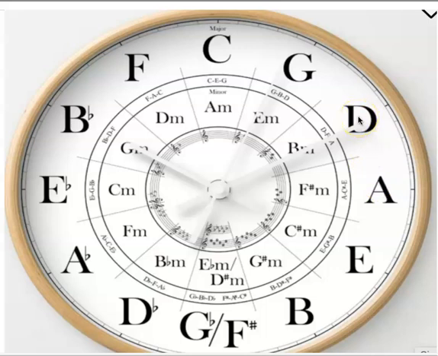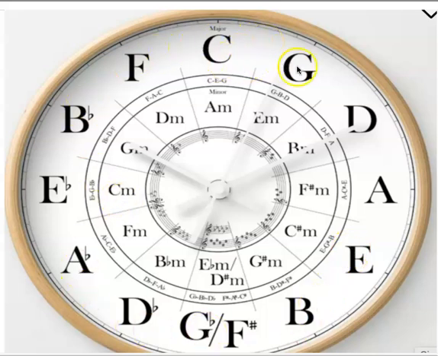In the key of D, your three major chords are D, G, and A. In the key of A, your three major chords are A, D, and E. In the key of E, your three major chords are E, A, and B, and so on all the way around this scale here, around this clock here.